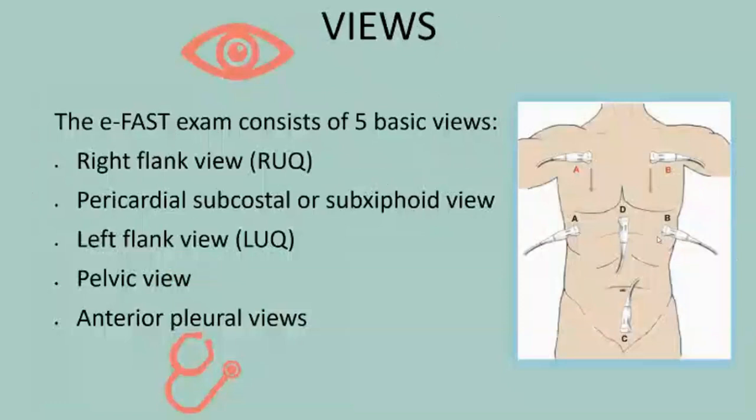The different views of EFAST, so there's 5 basic views. The first one is the right flank view, or the right upper quadrant view, which is depicted by the black A in the photo. The pericardial subcostal or subxiphoid view, which is D in the photograph. The left flank view or left upper quadrant view, which is probe B, the black B in the photo. And the pelvic view, which is view C. And then the 2 extra ones, which makes it the extended FAST, is the anterior pleural views, which is probes A and B, which look at your pleura.